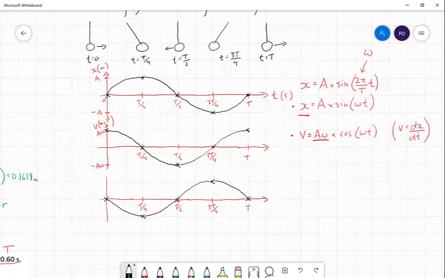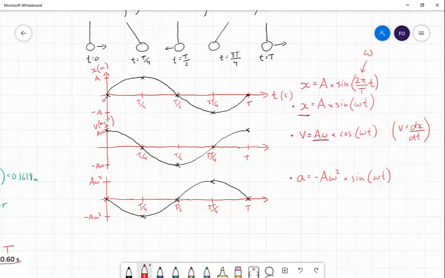And the maximum value for this one here is A omega squared, and here is negative A omega squared. So the equation for the acceleration is equal to A omega squared. In fact, it's not. It's equal to negative A omega squared times sine of omega t. And so this is the equation for the acceleration.